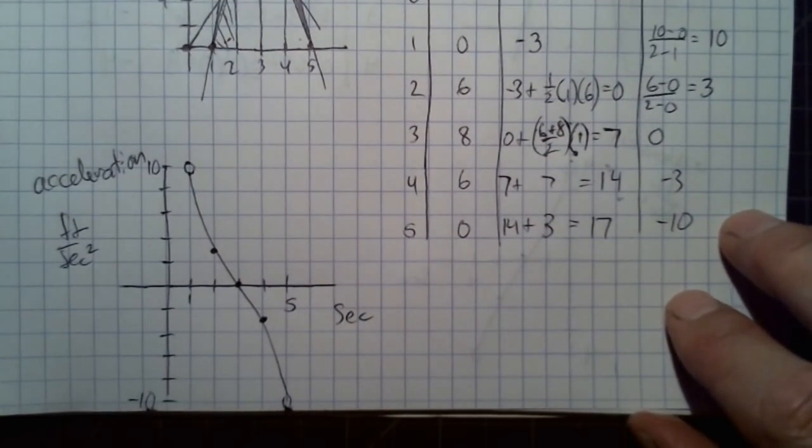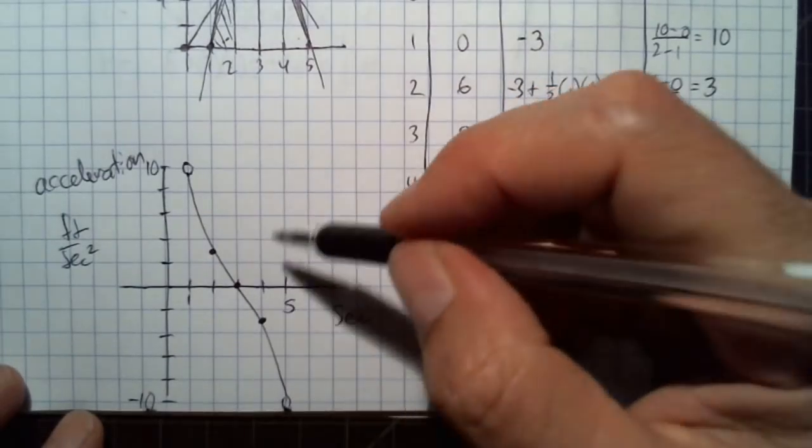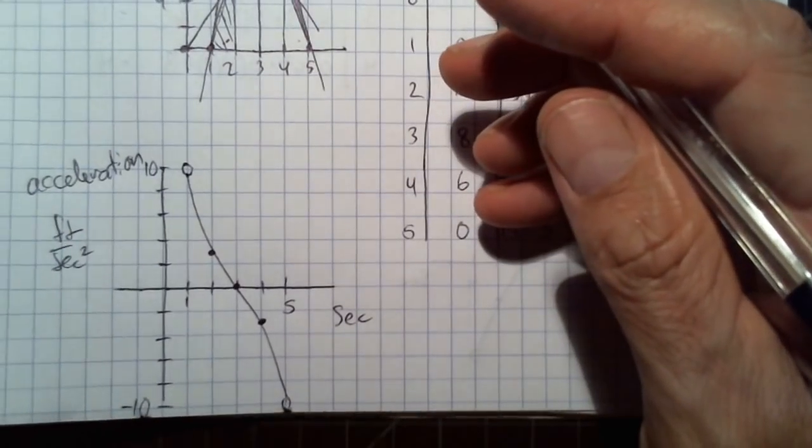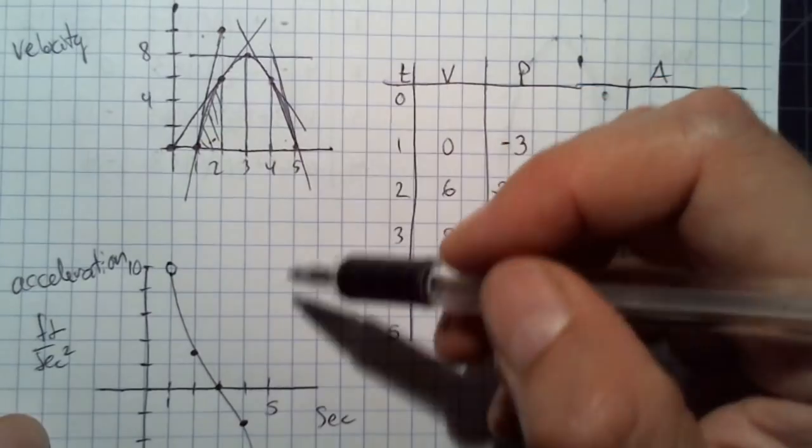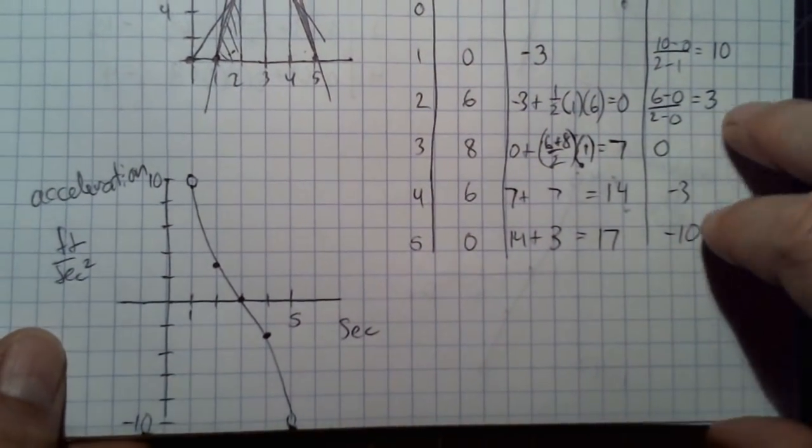All right, and when we learn more about calculus, we'll know that this line should have been straight, but since we approximated the slopes on the graph, we're not getting a straight line.